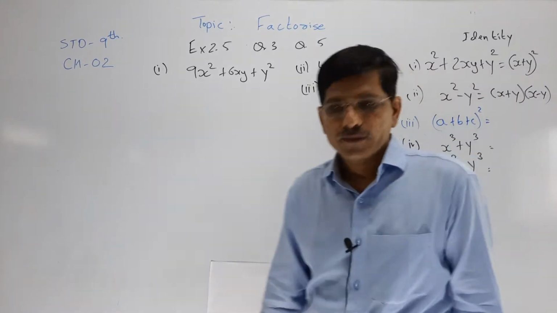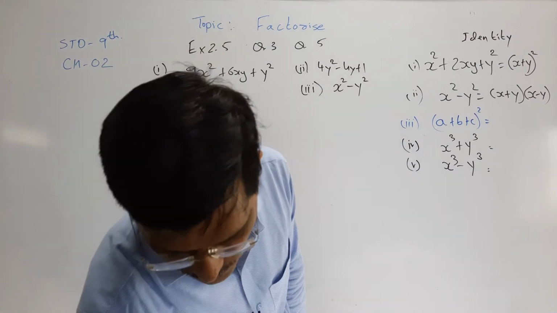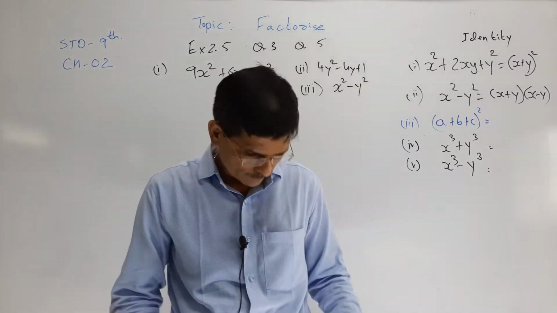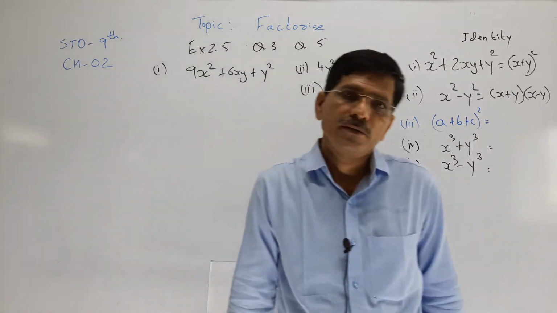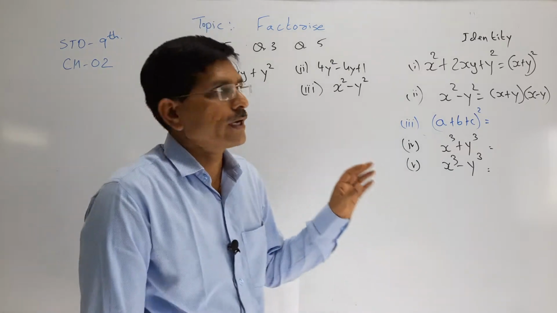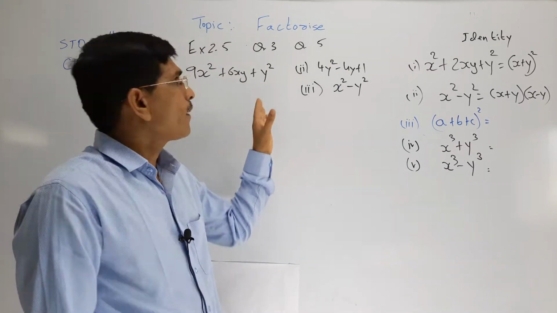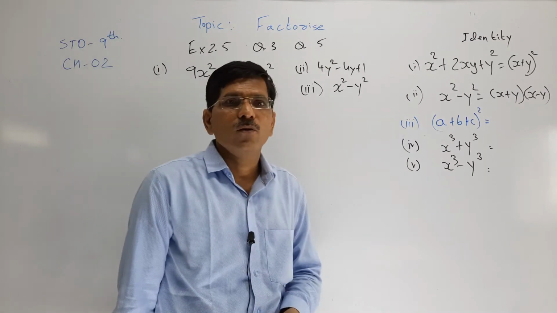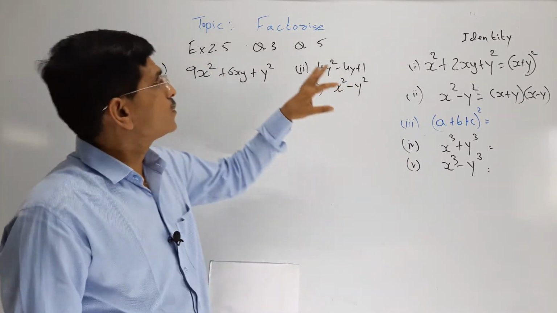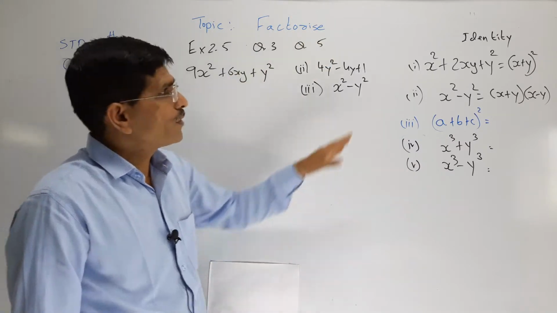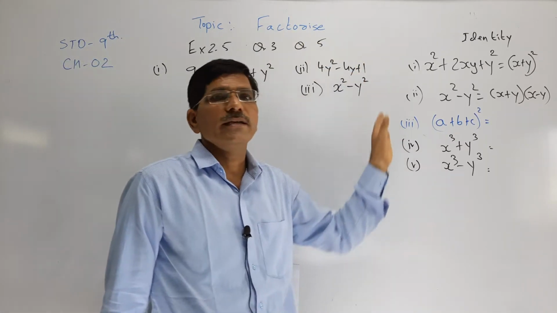Good morning, friends. For 9th standard, today we have started the 5th lecture. In 9th standard, chapter number 2 is already running, and 4 or 5 identities we have already completed. Today we want to go for factorization. Before we start factorization, we must know the identities related to it.